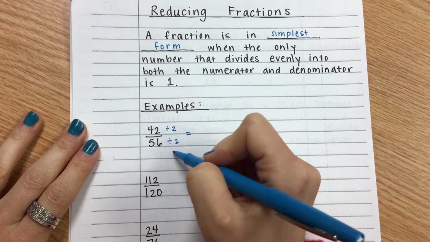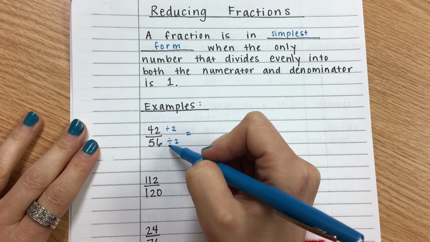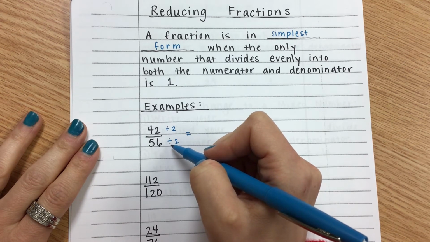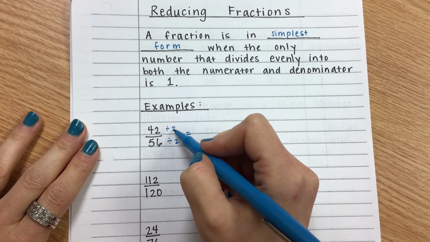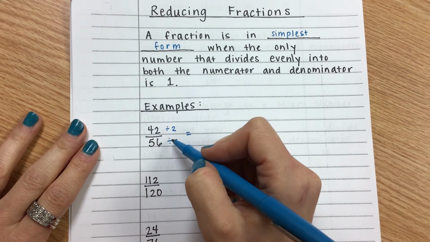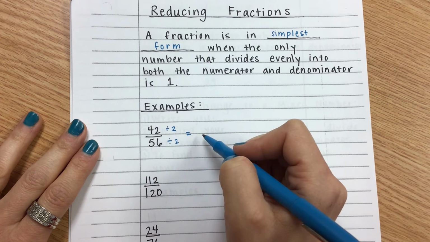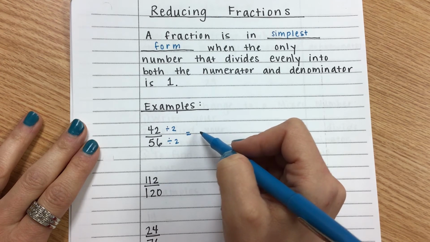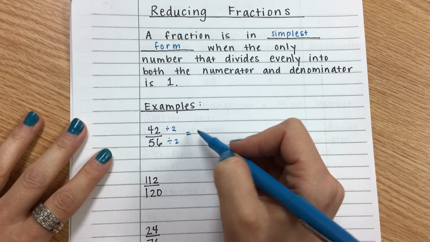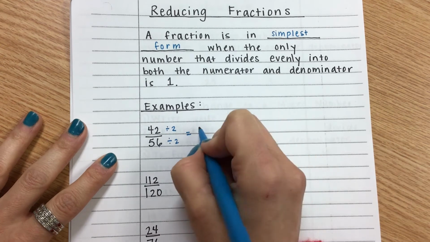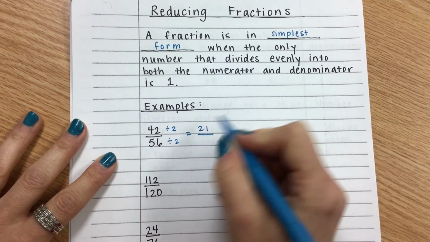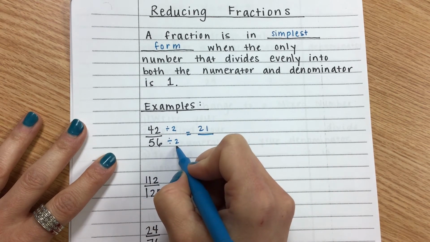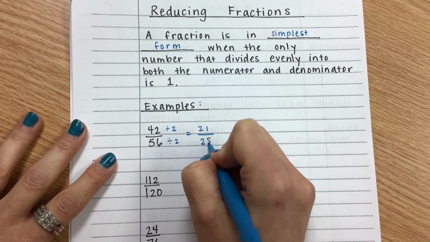So you have to divide both the numerator and the denominator by the same number. I can't do a 2 up here and like a 4 down here. It wouldn't be the same fraction. So we're looking for an equivalent fraction right here. Equivalent meaning it's the same or equal. So 42 divided by 2 gives me 21. 56 divided by 2 gives me 28.